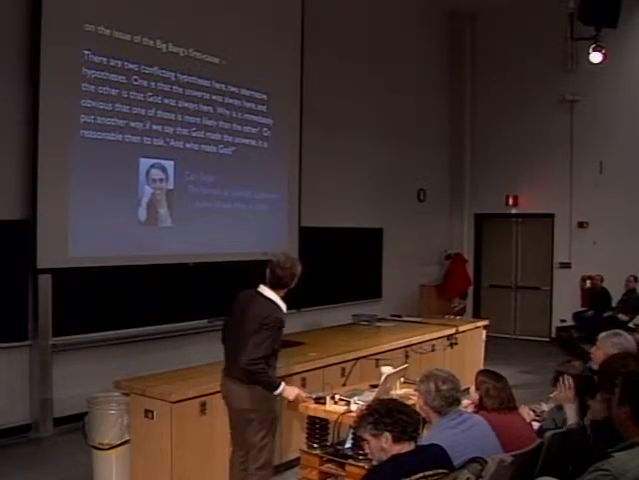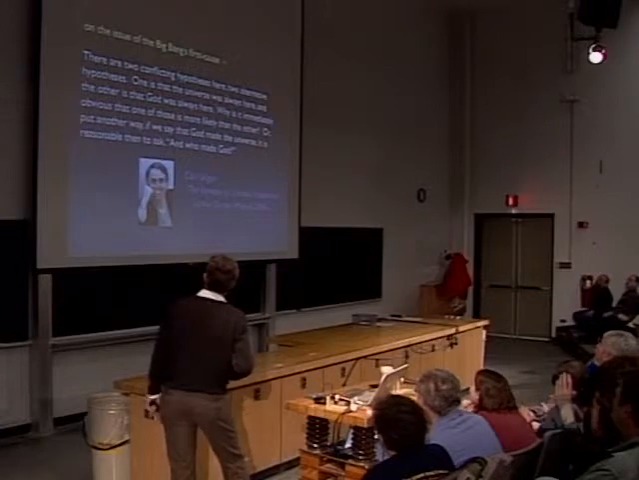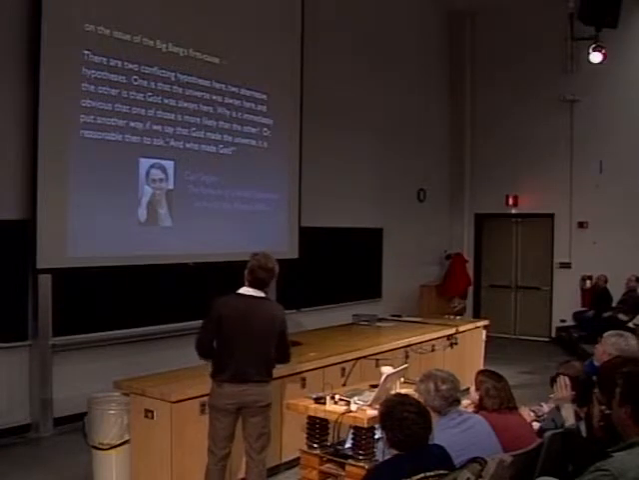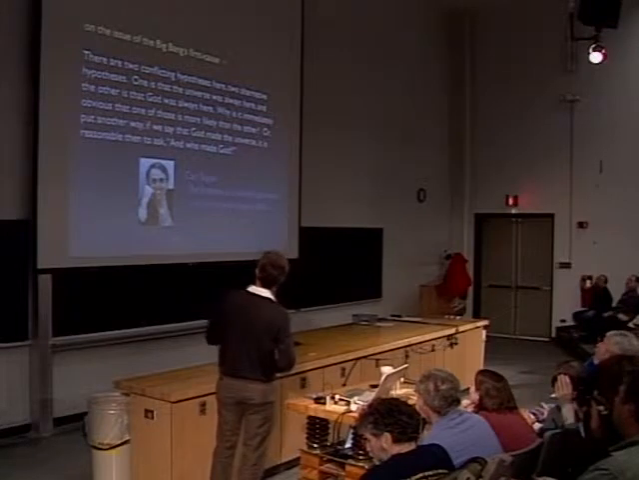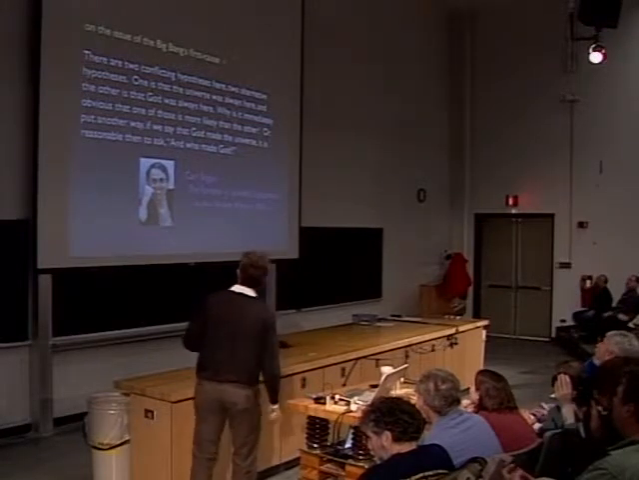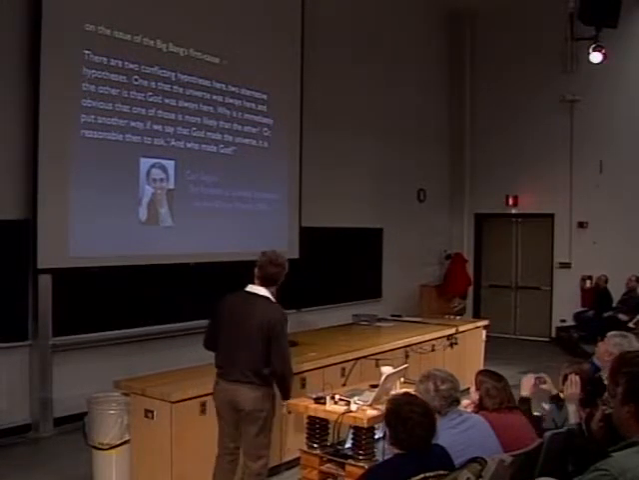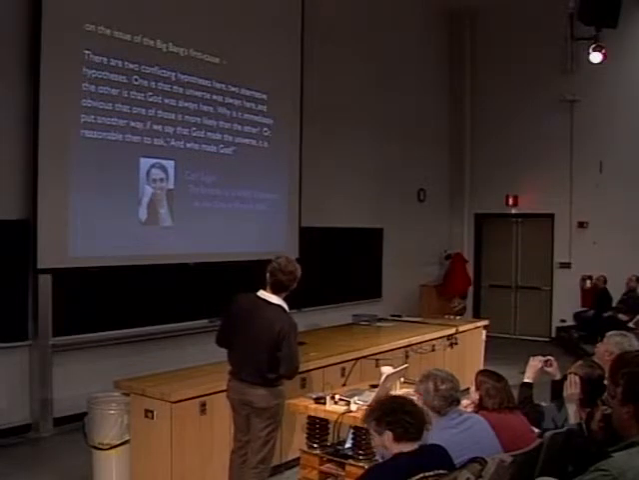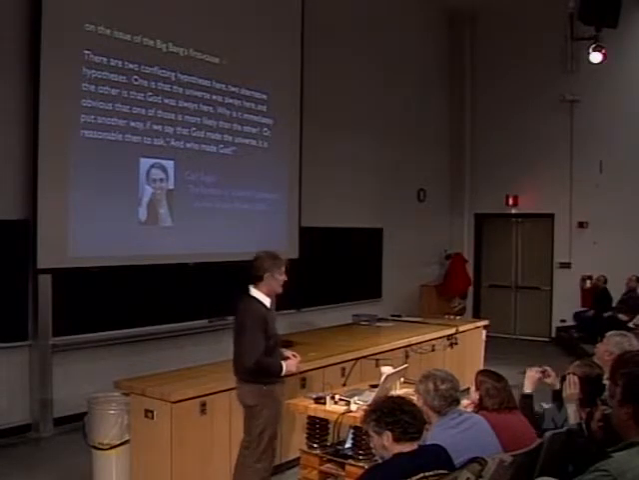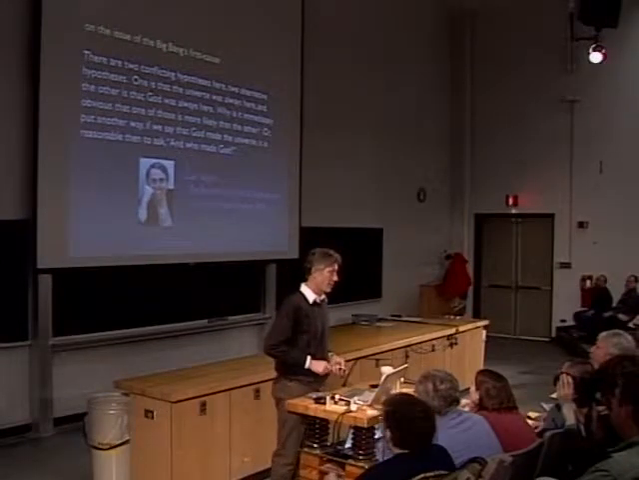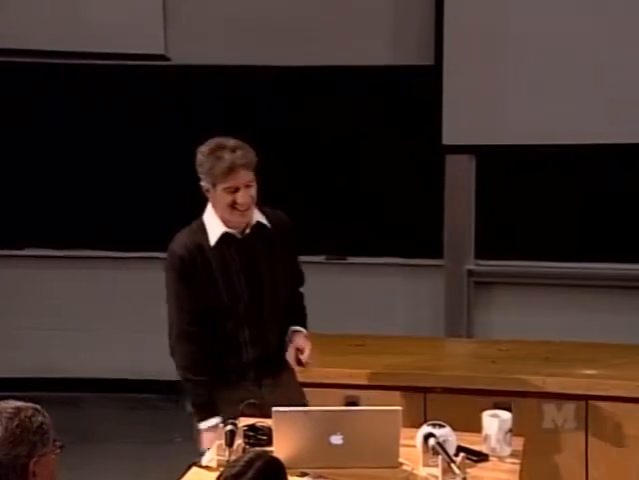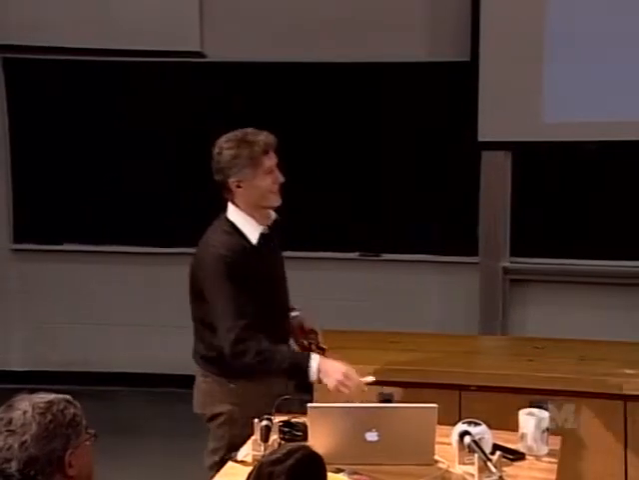Astounding. Anyway, there are two conflicting hypotheses here. One is that the universe was always here. The other is that God was always here. Why is it immediately obvious that one of those is more likely than the other? Or put another way, if we say that God made the universe, it is reasonable then to ask, who made God? Which is what, in Catholic school, you did in third grade and you were shushed. No, that's not entirely true.